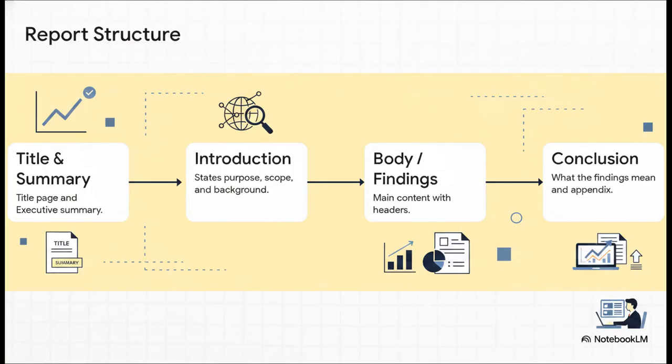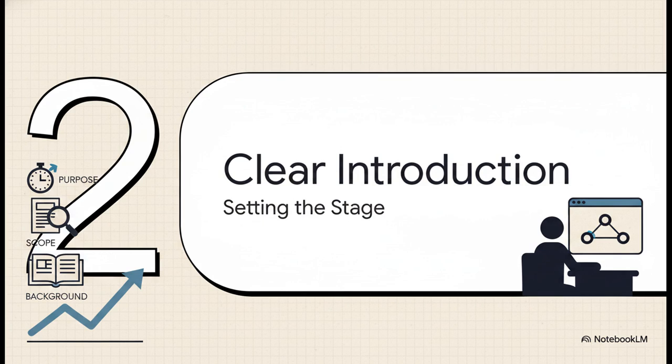Think of this standard structure as your completely reliable blueprint. You've got your title page and executive summary right up front. Then the introduction, which clearly outlines your purpose, scope, and background. Next up is the body, containing all your key findings, followed finally by the conclusion and any necessary appendices. Because this structure is so standardized across the business world, an executive can pick up your document and instantly locate the exact data they need without having to slog through every single page. It's brilliant. Moving on to Section 2, crafting a clear introduction, or basically, how to effectively set the stage.